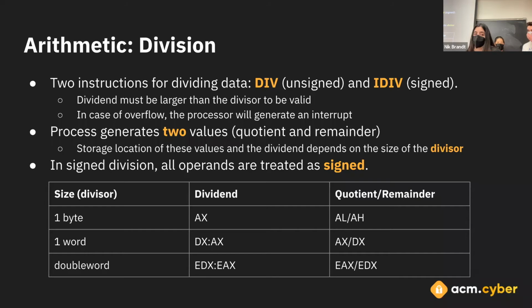Basically, the storage location of these values and the dividend will depend on the size of the divisor. If you have a 1-byte divisor, your dividend will be placed in AX, and your quotient and remainder will be placed in AL and AH respectively. So quotient in the lower 8 bits, remainder in the higher 8. For one word, your dividend will be split between registers, so it'll be half in DX, half in AX. Your quotient will be placed in AX and remainder in DX. For the double word, your dividend will be split between EDX and EAX, and your quotient and remainder will be in EAX and EDX. Your compiler will know where all this stuff goes. It deals with it for you. It'll make sure everything's placed in the right spot.